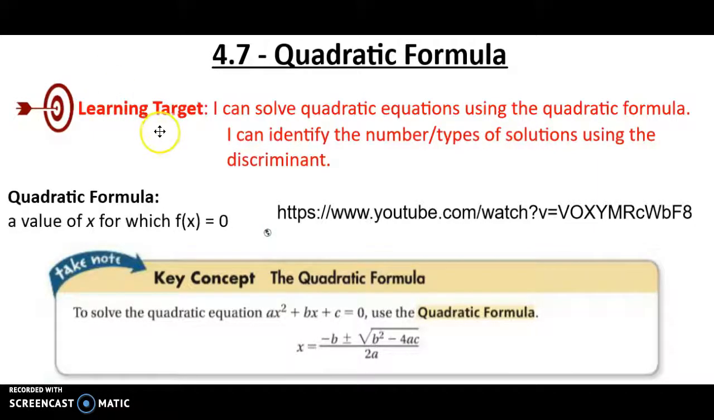Many of you probably already know the quadratic formula, and just as a refresher, here's a little video with a song to remind you the tune to remember it by.